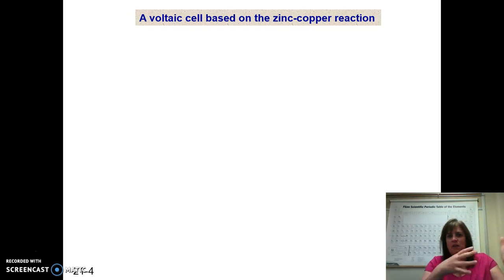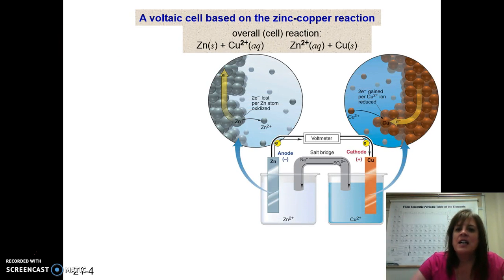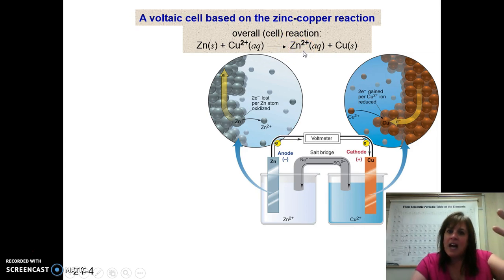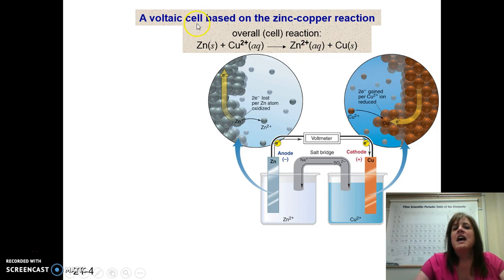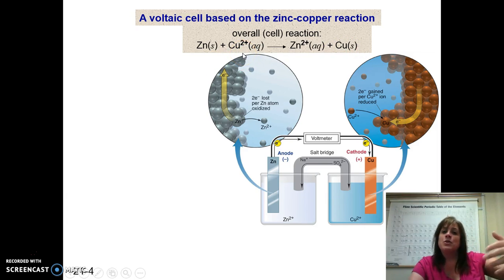Now, let's take a look at that reaction. It's a zinc-copper reaction. The overall reaction is zinc reacting with copper plus 2 to produce zinc plus 2 and copper. But you see that they're not actually happening in the same place. Really, what's happening is I have zinc becoming zinc plus 2, right? It's becoming oxidized because I'm losing electrons. Lose electrons, oxidize. And copper is going from plus 2 to solid copper. So it is being reduced, right? I am reducing my charge.